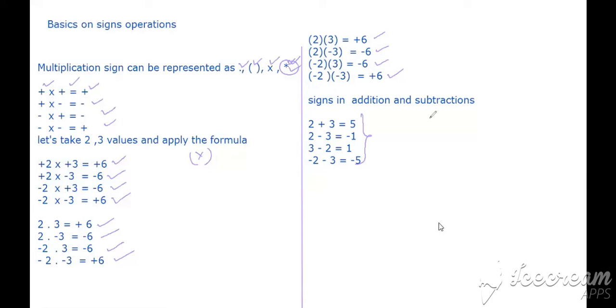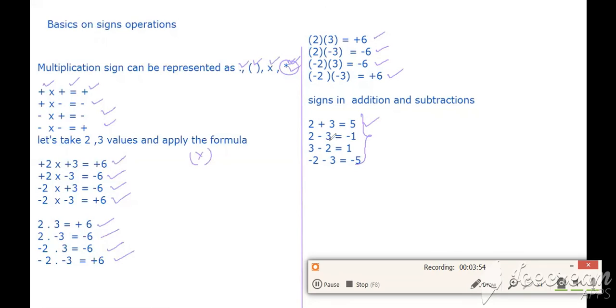Signs in addition and subtraction. Here, 2 plus 3 is 5. We know this simple thing, right? 2 minus 3: here we have a minus sign before the big number. What is the big number? 3.